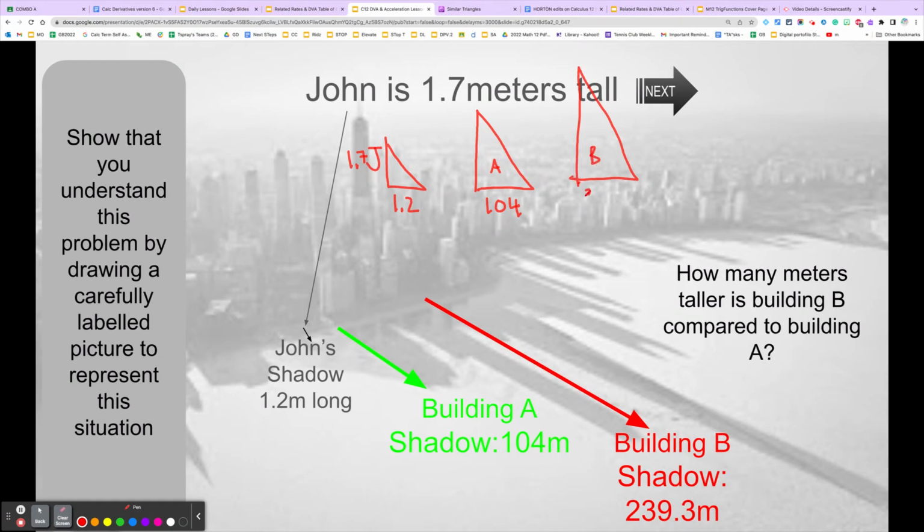This is not to scale, so we're estimating here, just so that we can have something to look at. So I might even just call this A here and this B here, and we're trying to figure out how much taller B is than A.